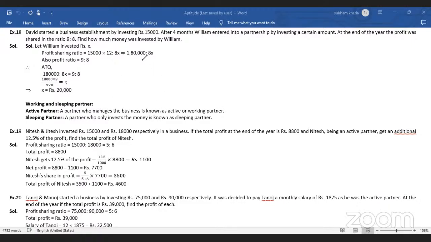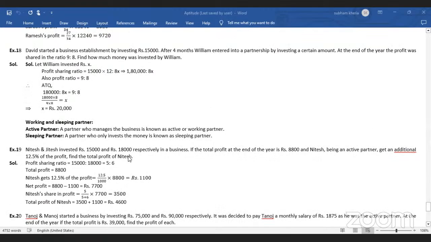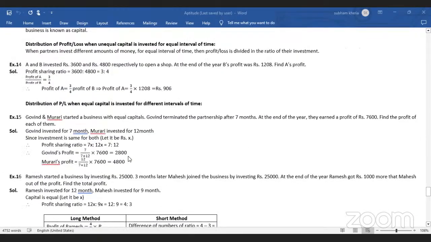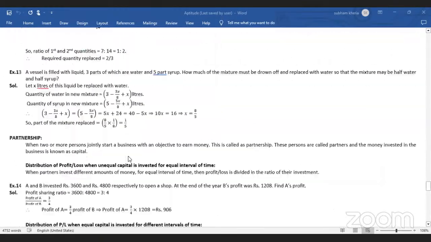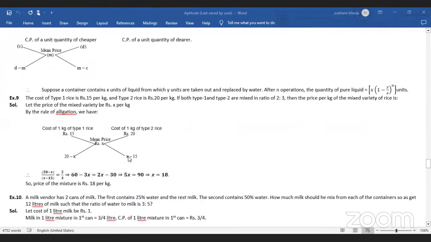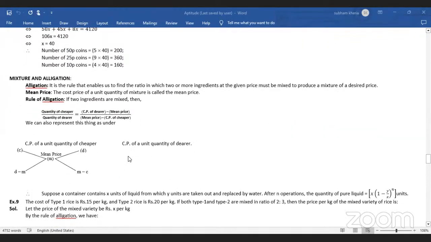That means our ratio and proportion, 2 parts are finished: the basics of ratio and proportion, and the second is partnership. Okay, now let's come to the third part, that is mixture and allegation, the last part. Now, what does allegation mean?